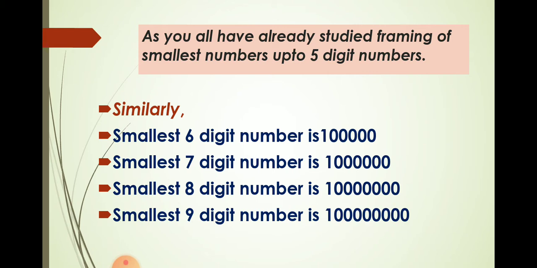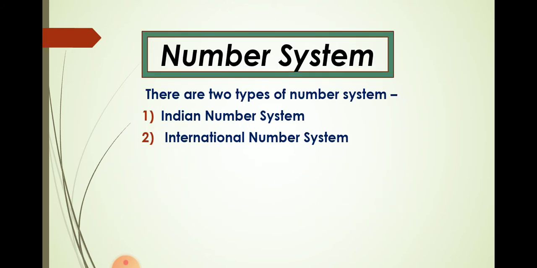is 1 lakh, the smallest 7 digit number is 10 lakh, the smallest 8 digit number is 1 crore, and the smallest 9 digit number is 10 crore.